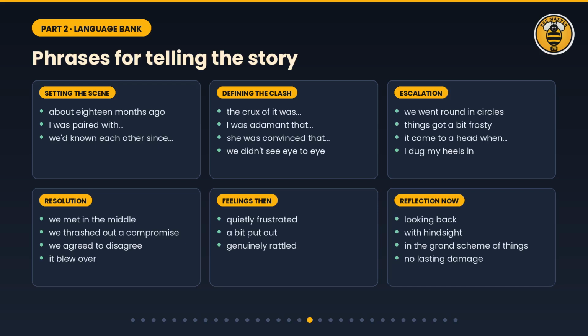The Part 2 Language Bank. 6 groups, matching the shape of the story: setting the scene, defining the clash, escalation, resolution, how you felt then, and how you see it now. Learn one phrase from each group, not all of them.